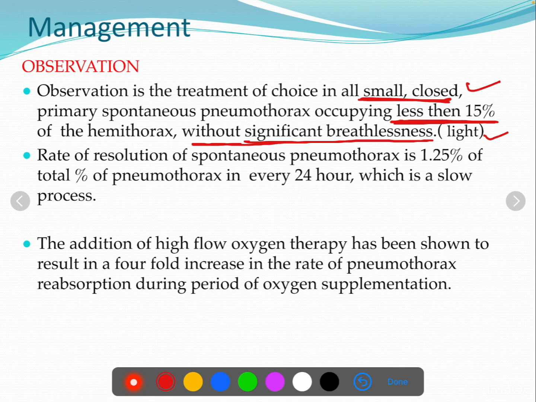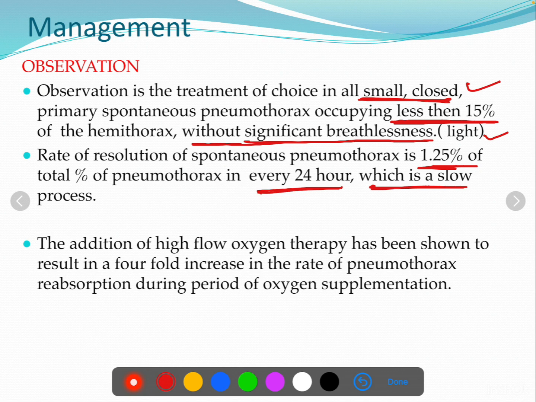The rate of resolution of spontaneous pneumothorax is 1.25% of the total pneumothorax in every 24 hours, which is a slow process. Very, very important. So in every 24 hours, the rate of resolution is 1.25% of a spontaneous pneumothorax.